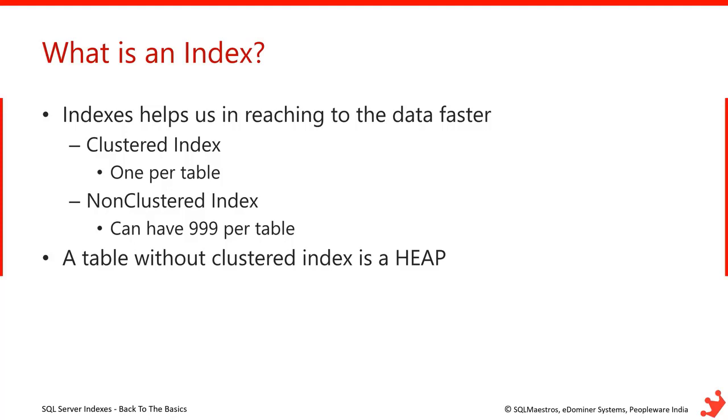So we have two types of indexes, clustered and non-clustered. A quick point I wanted to make is that a table without a clustered index is called a heap. A table without a clustered index is called a heap. So again, do not get confused: even if the table has a non-clustered index, it is still a heap if the table does not have a clustered index. That's why I'm pressing on this particular point. A table without a clustered index is a heap. So what are this heap, clustered index, etc.?